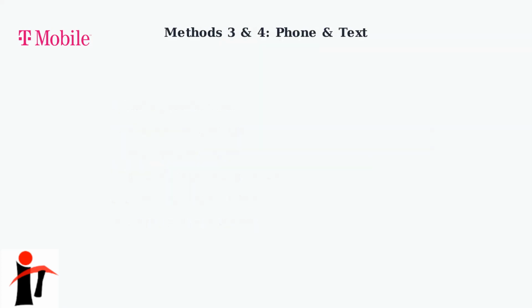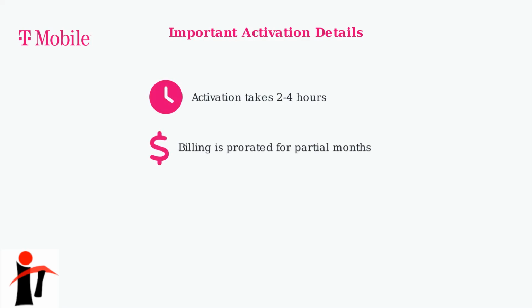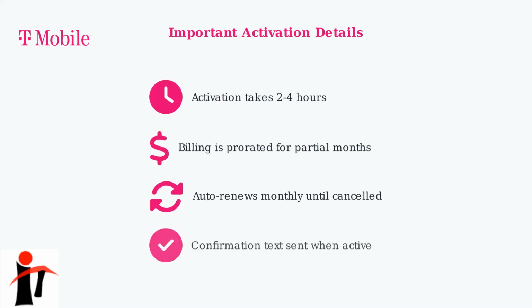You can also activate by calling customer service at 611 from your T-Mobile phone, or simply text travel to 7676 and follow the automated prompts. Here are the key details you need to know about activation. The process typically takes 2 to 4 hours for full activation, and you'll receive a confirmation text when it's complete.